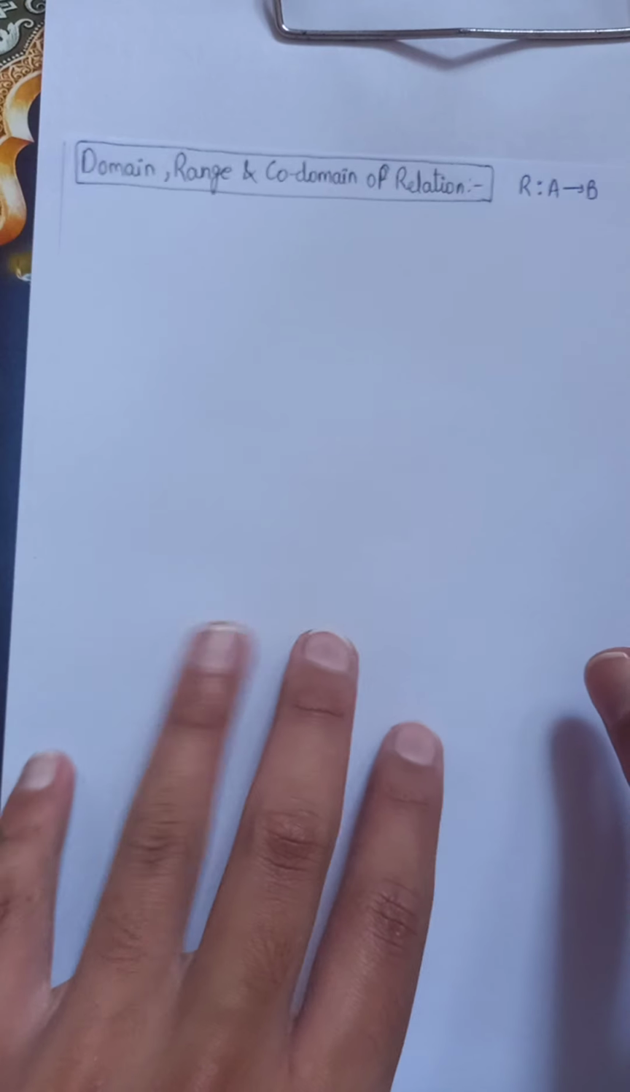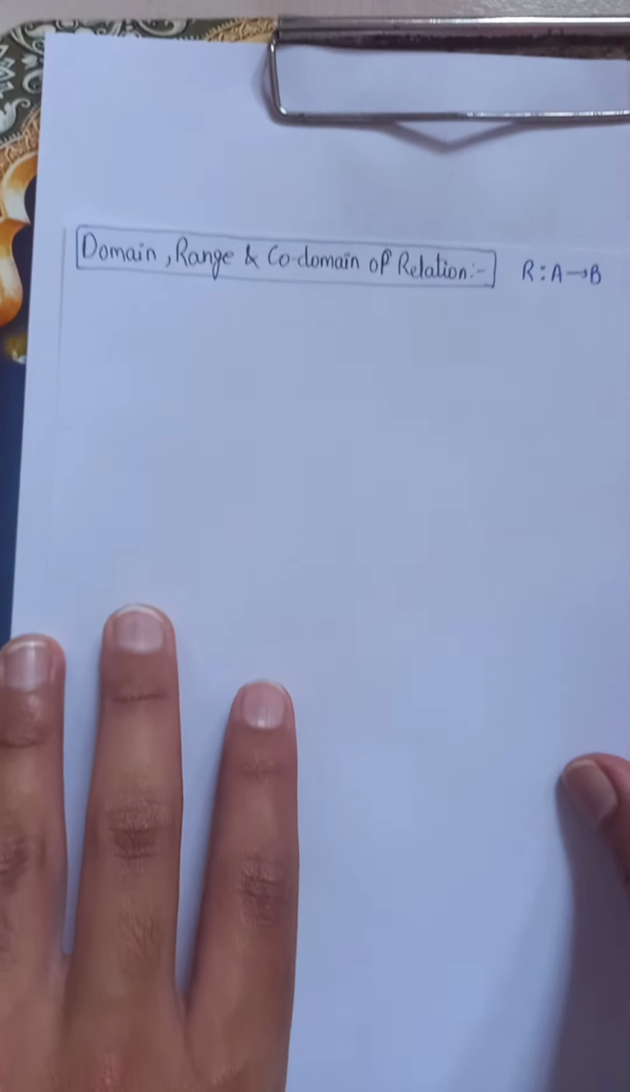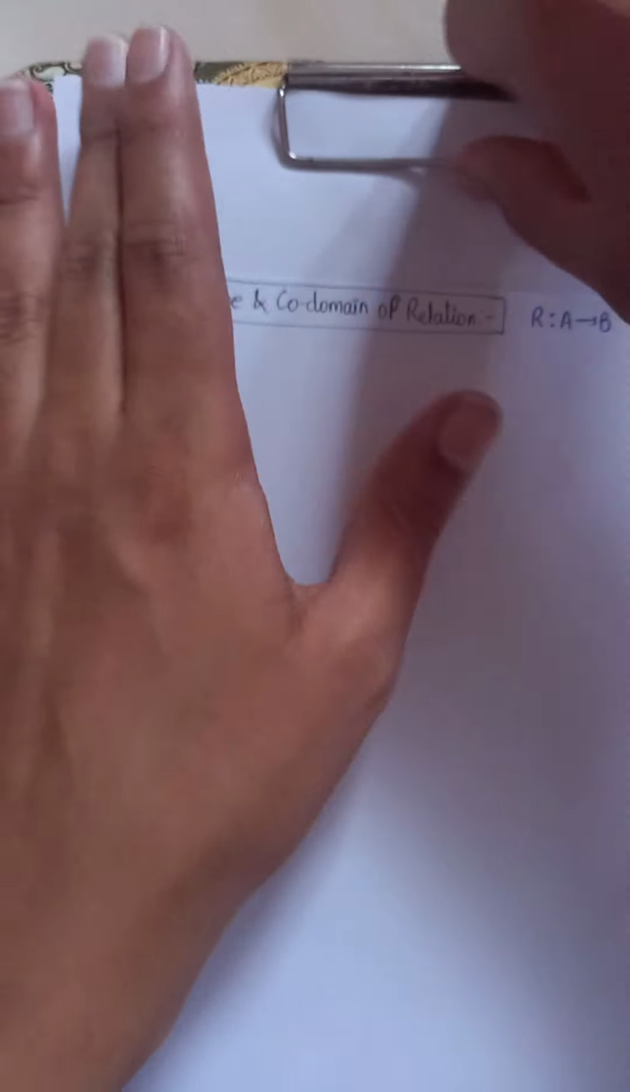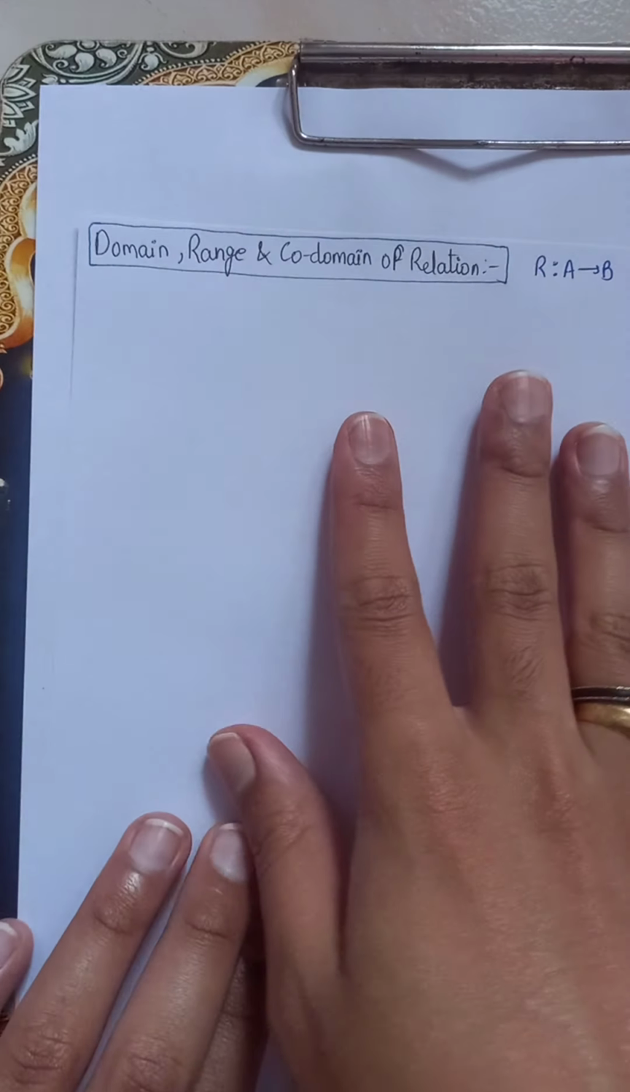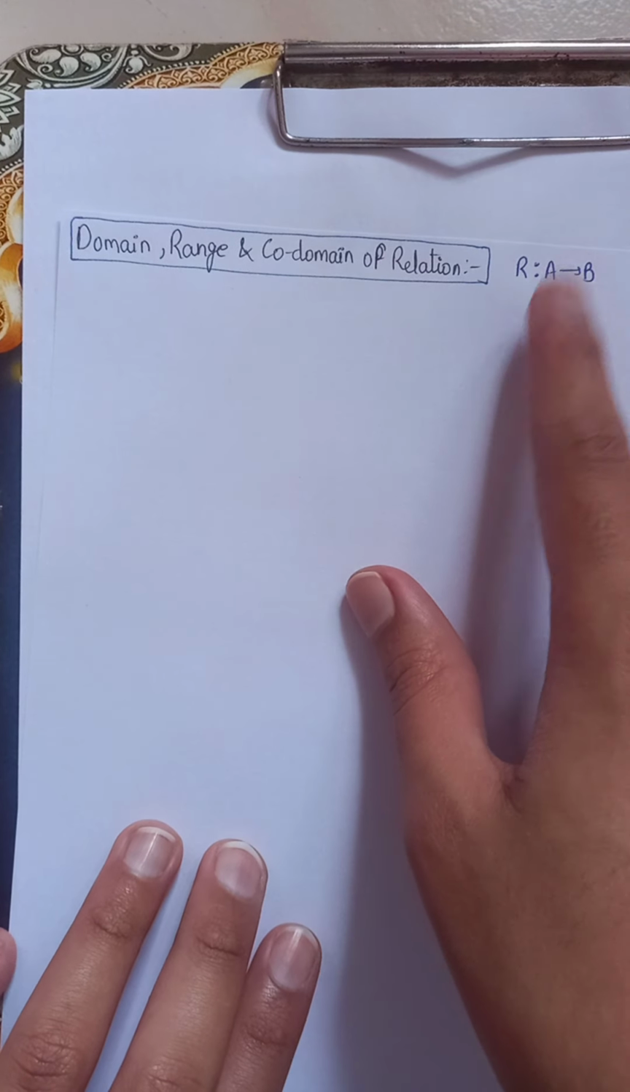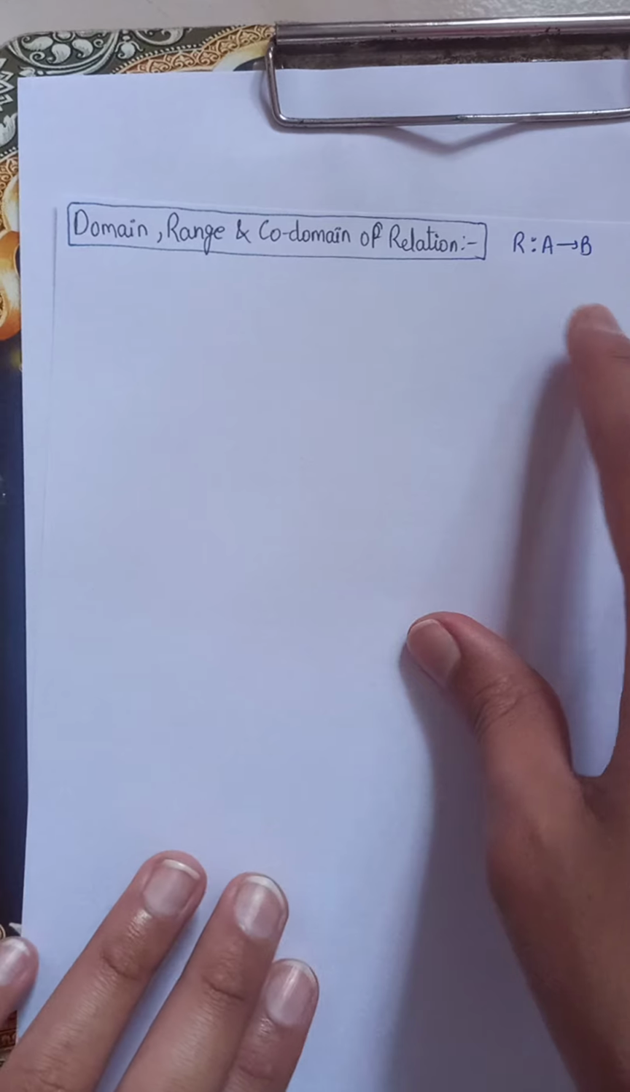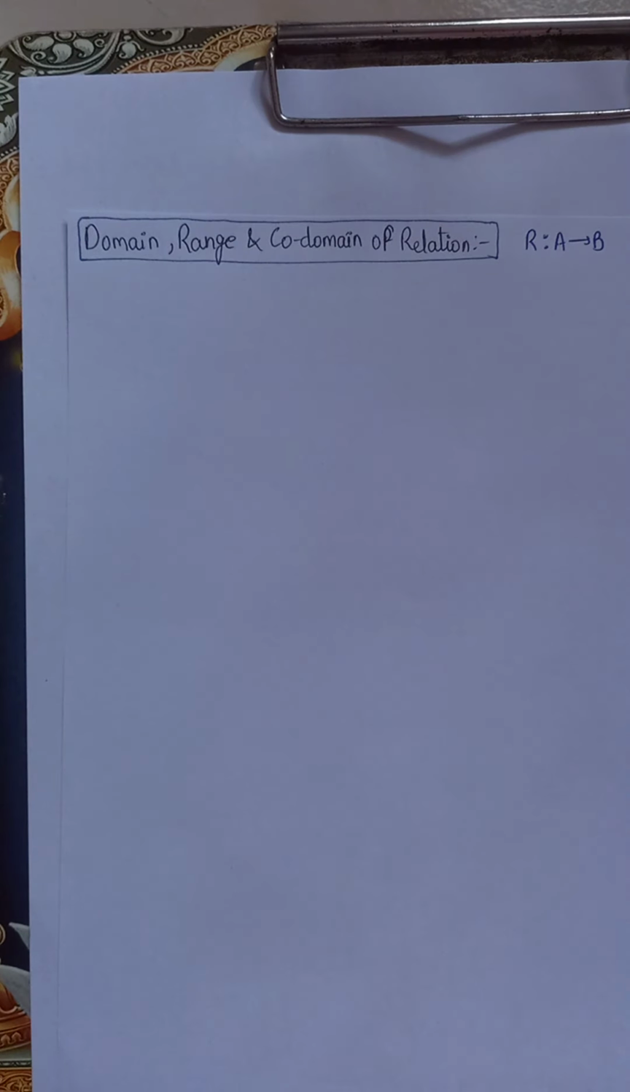So in today's video, we'll be learning about the domain, range, and codomain of relations. We'll be defining the domain, range, and codomain of relations, for this one where R is from A to B, and R is different from A to B. So let's get started.